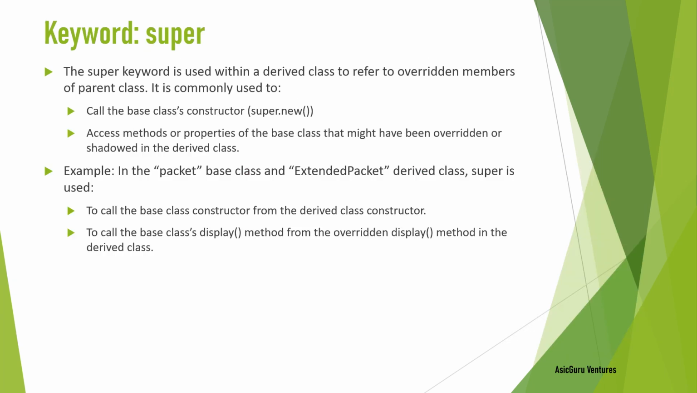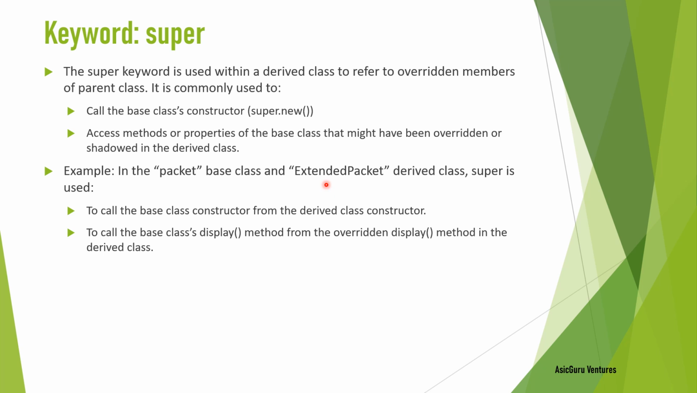So let's now talk about the super keyword in System Verilog. So super keyword is used in a derived class to refer to the overridden members or methods of the parent class. So there are two common scenarios when this super keyword is used. First is to call the base class constructor using super.new. So this is helpful when you want the base class to initialize its members first. And next is to access a method or a property from the base class that has been overridden in the derived class. So let's see an example.